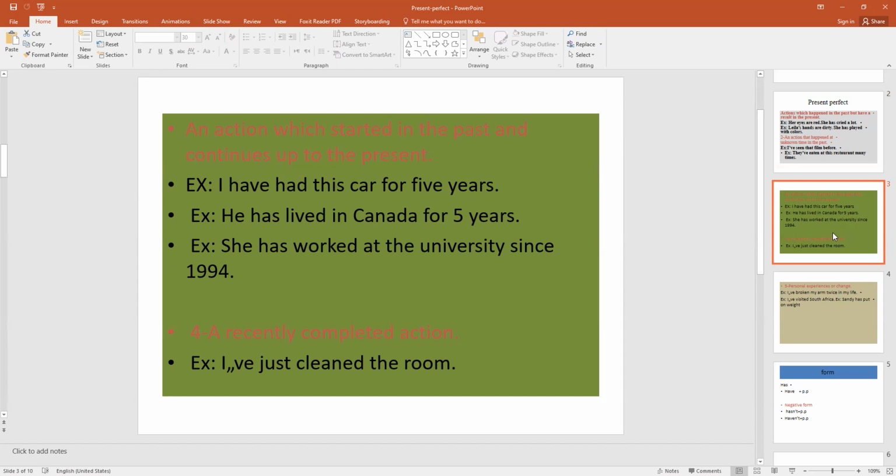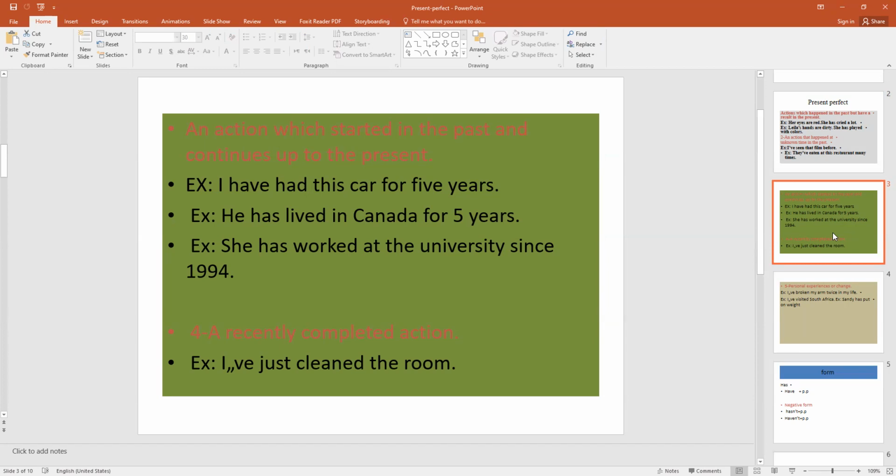Example two. He has lived in Canada for 5 years. It means that 5 years ago, he moved to Canada. The action which started in the past is moving to Canada. He moved 5 years ago. But does he still live there in Canada? Yes, he still lives there. So I use present perfect for actions which started in the past and are still continuing till now. He has lived in Canada for 5 years.